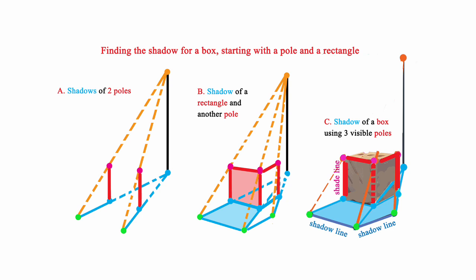To find the shadow of a box, start with 2 vertical poles and find their shadows. Then connect the ends together and make the pole a rectangle, and you have a rectangle with its shadow. Then draw another vertical pole and find its shadow, and connect these two, color this in, turn this into a rectangle, and you have a box with its shadow.